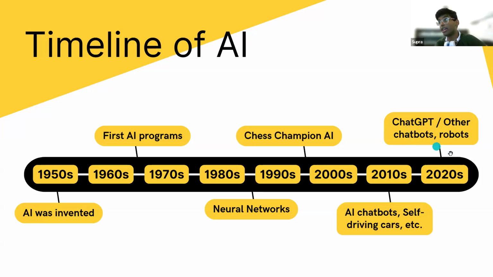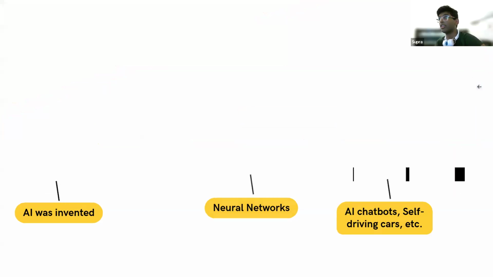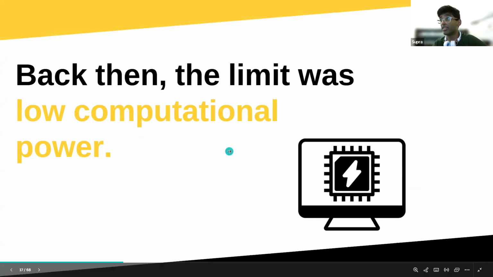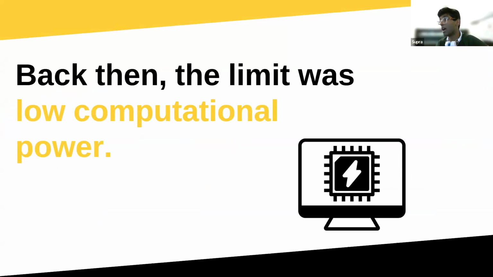Okay, so that's the timeline of AI. So back then the limit was computational power, and since there weren't many powerful machines, they couldn't really run AI that was powerful. And AI, for that reason, wasn't really that popular.